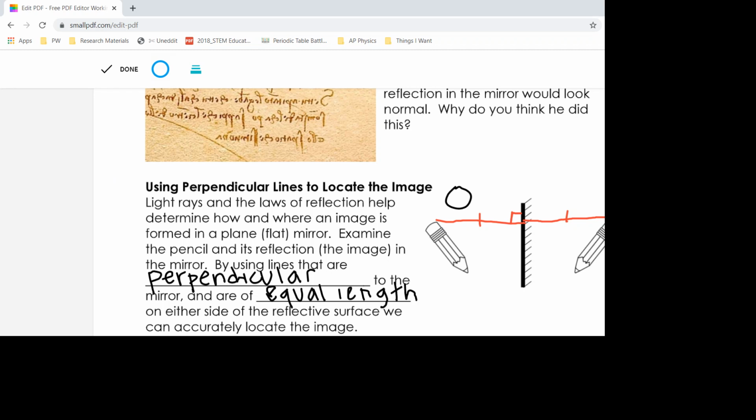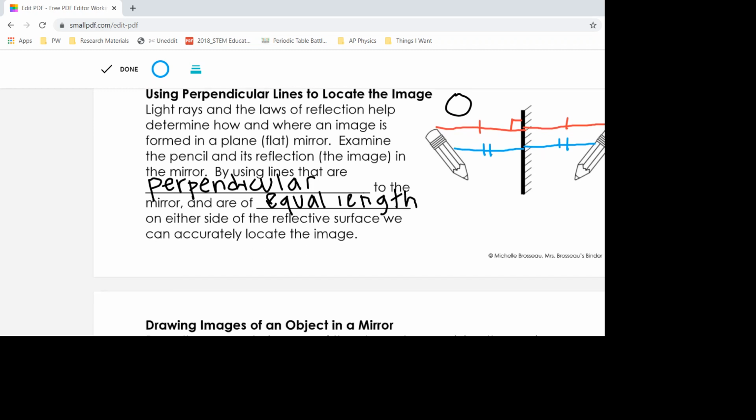And we could do the same thing at another point. Those two lines will be equal in length and perpendicular to the mirror, and so on and so forth. So if you don't exactly know what the image is going to look like on the other side, use this method where you're drawing a line perpendicular to the mirror and from the object to the mirror itself, and you will be able to figure it out.